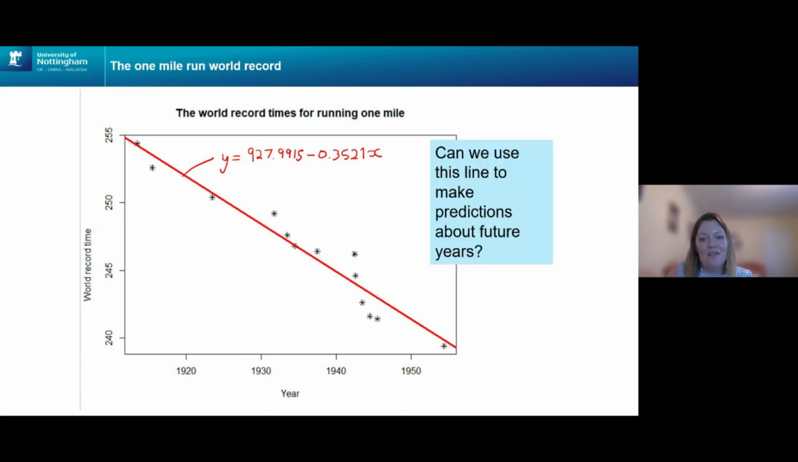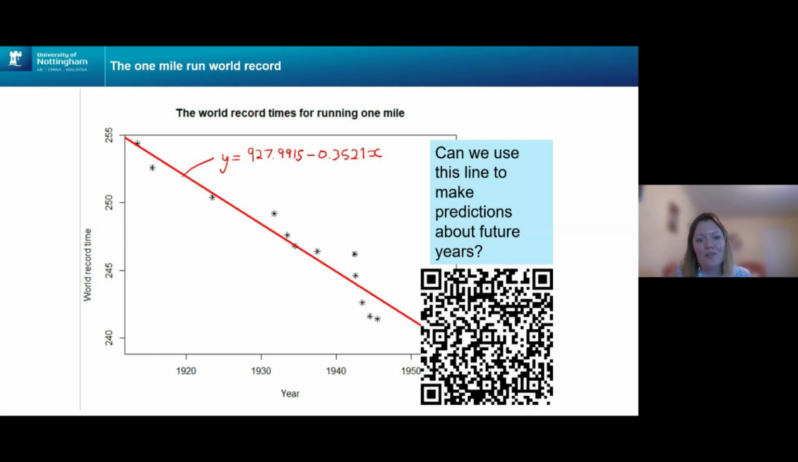So what I'd like you to do, please, if you can, click on the second link in the chat. Do you think we can use this line to make predictions about future years? The barcode's also there. So this line that we've got, do you think we could use that to make predictions about years after 1954 for the world record time for the 1 mile run?